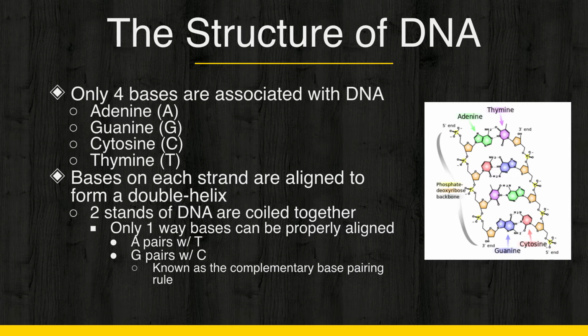The bases of each strand are aligned to form a double helix. The 2 strands of DNA are coiled around each other to form this structure. In order for this to actually work and the whole structure to be one width all the way across, there's only one way bases can properly align. Adenine always pairs with thymine, and guanine always pairs with cytosine. This is known as the complementary base pairing rule, or the base pairing rule. Anything other than this can cause problems within the DNA structure.